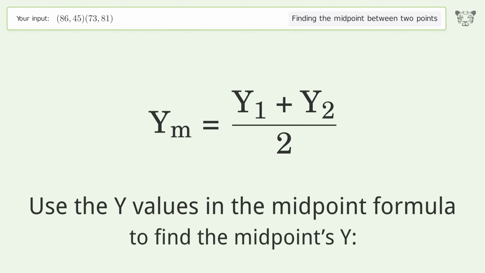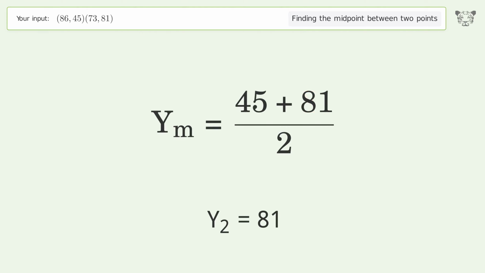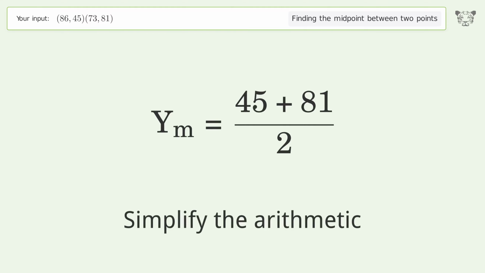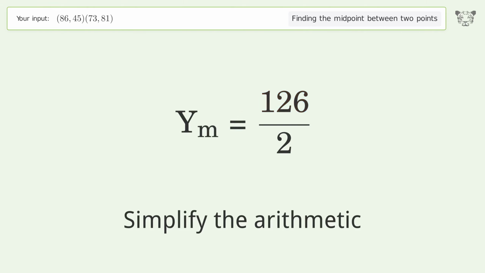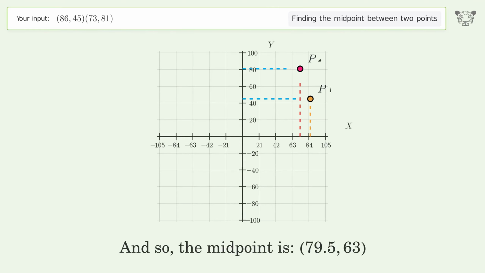Use the y values in the midpoint formula to find the midpoint's y. y1 equals 45. y2 equals 81. Simplify the arithmetic. And so, the midpoint is 79.5, 63.